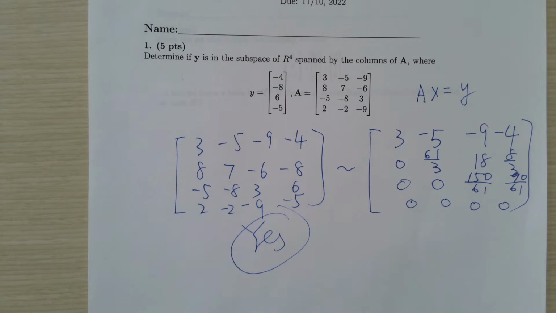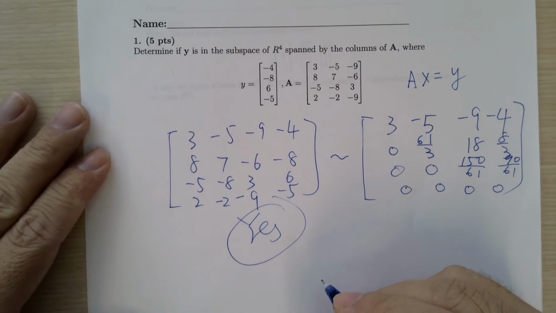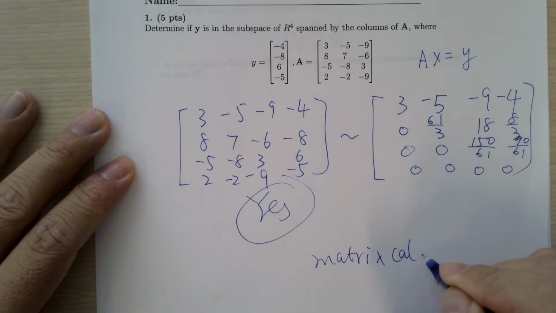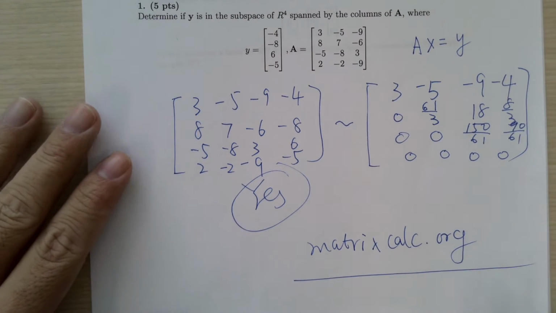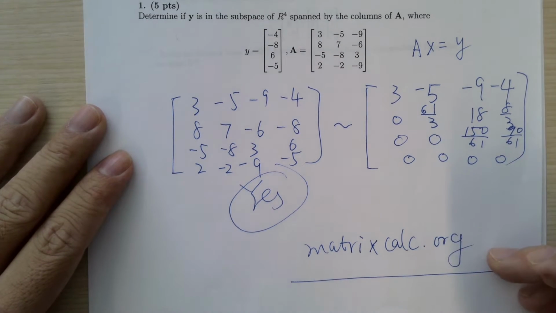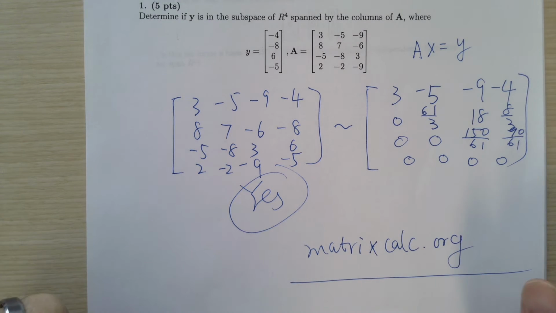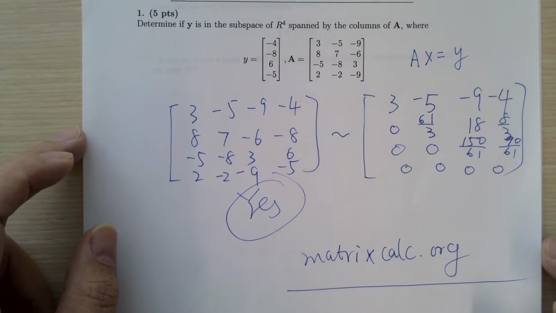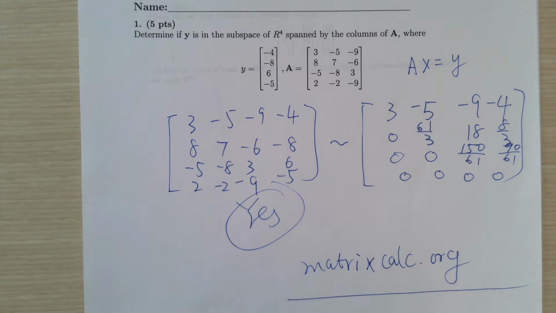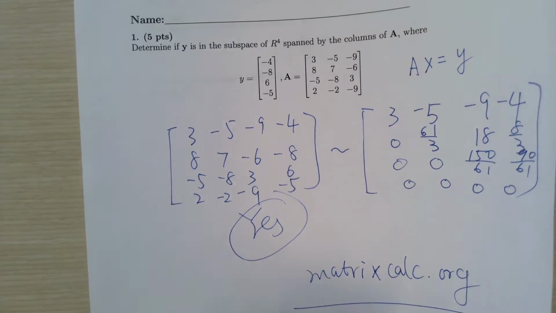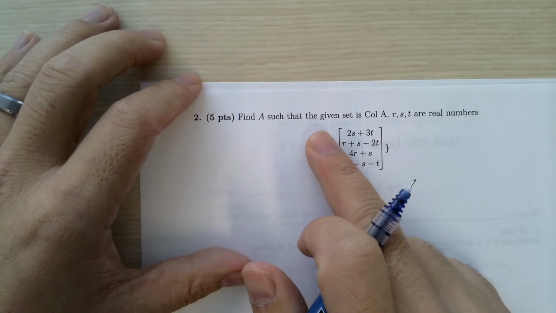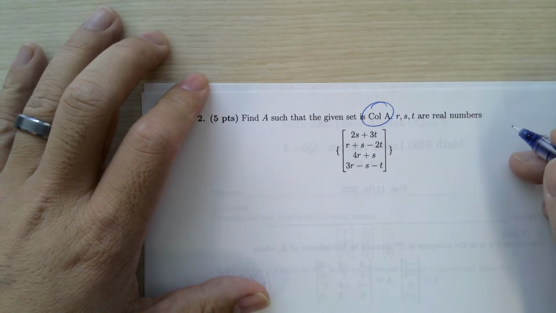Another thing I want you all to notice is that there is actually a website I really encourage you to try. It's called matrixcalc.org, a matrix calculator. Wow, that's very handy. You put in the entries for the matrix, and then you can calculate the echelon form, inverse, determinant. It will give them to you.